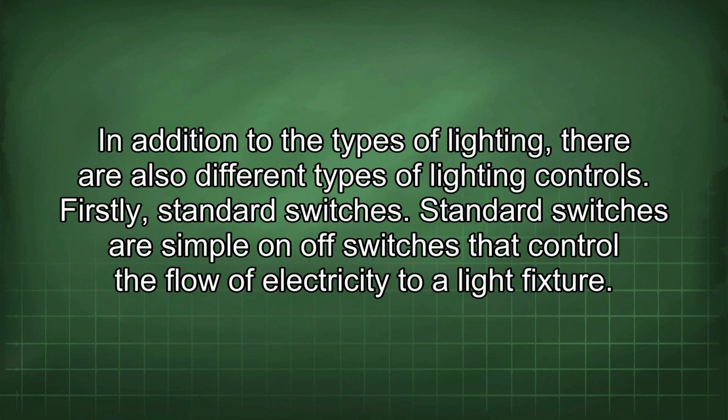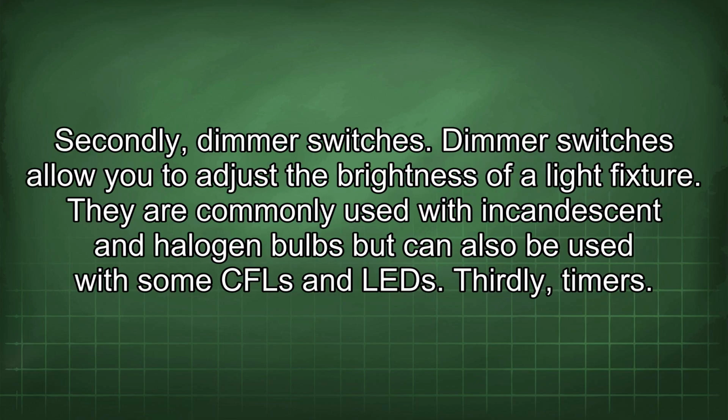In addition to the types of lighting, there are also different types of lighting controls. Firstly, standard switches. Standard switches are simple on-off switches that control the flow of electricity to a light fixture. Secondly, dimmer switches. Dimmer switches allow you to adjust the brightness of a light fixture. They are commonly used with incandescent and halogen bulbs, but can also be used with some CFL and LED.